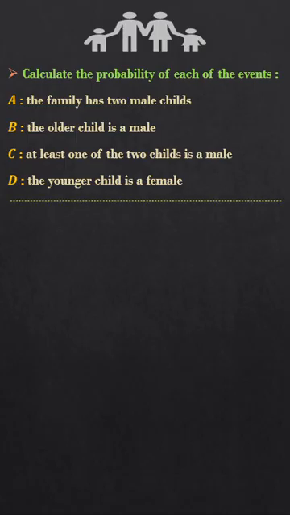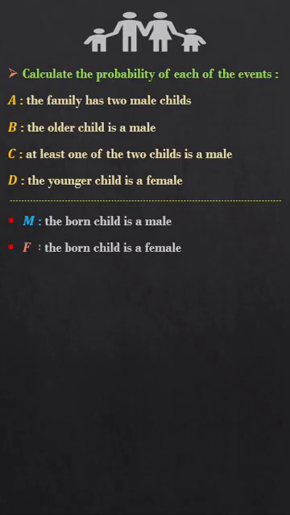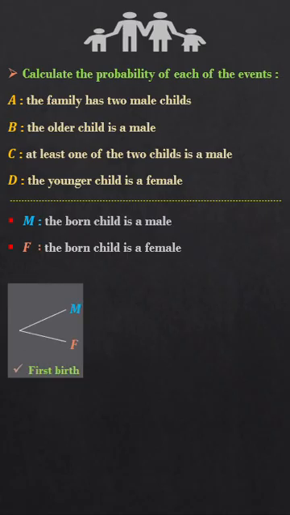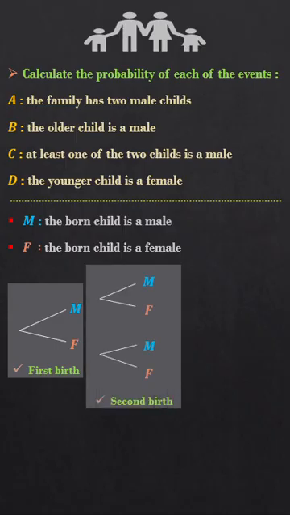So for this we will note as M the event according to which the born child is a male, and as F the event according to which the born child is a female. And we trace the tree diagram of this experiment. So we would have in the first birth two possible outcomes, which are the events M and F. And for each of these two outcomes, we would have in the second birth two possible outcomes, which are the events M and F.